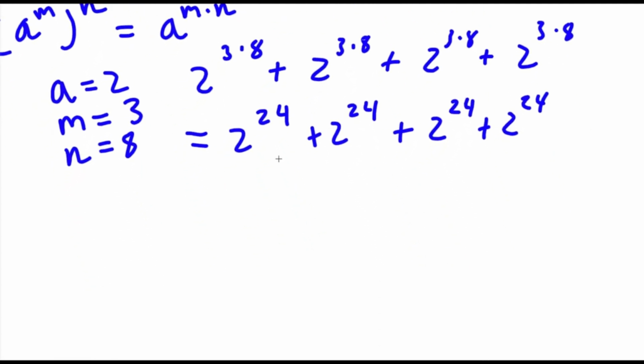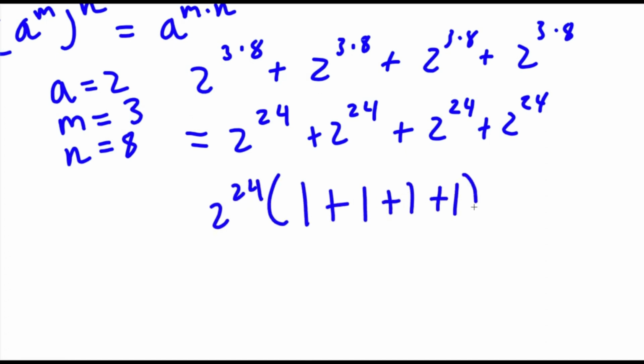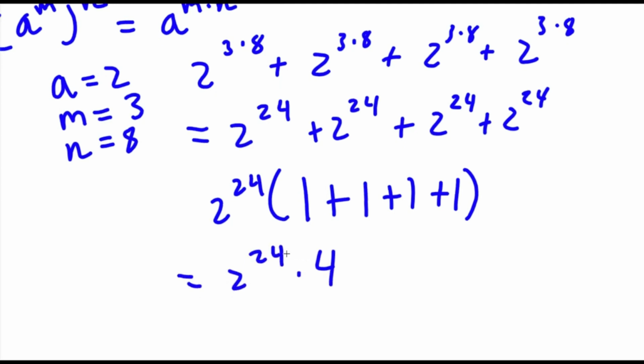Now from this, I'll factor out 2 to the power of 24. So now I have 2 to the power of 24 times, 2 to the power of 24 divided by 2 to the power of 24 is 1. So I have 1 plus 1 plus 1 plus 1. And if I simplify this in the parentheses, I get 2 to the power of 24 times 4.